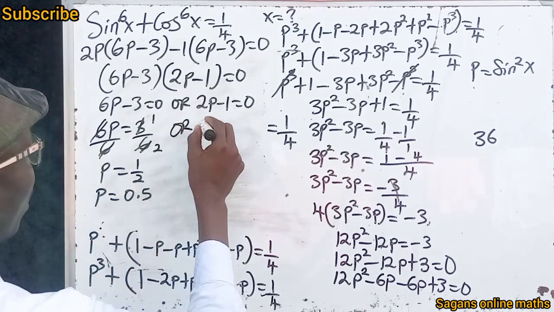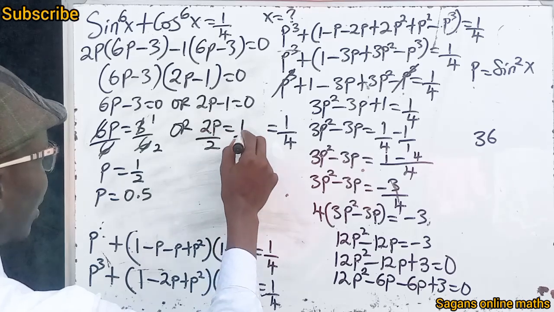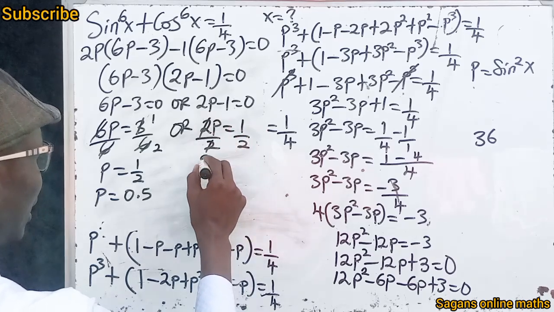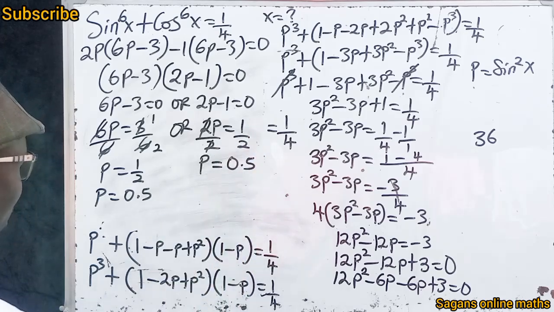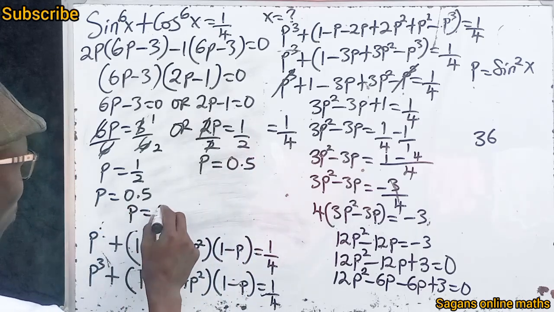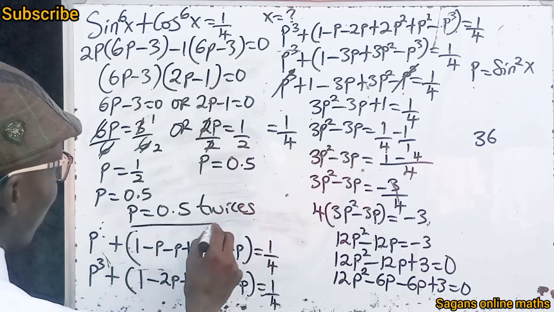Or 2p, by adding 1 to both sides, equals 1, divided by 2, then p is equal to 0.5, because 1 over 2 is 0.5. That means p is equal to 0.5 twice. Okay, twice. This is the value of p.